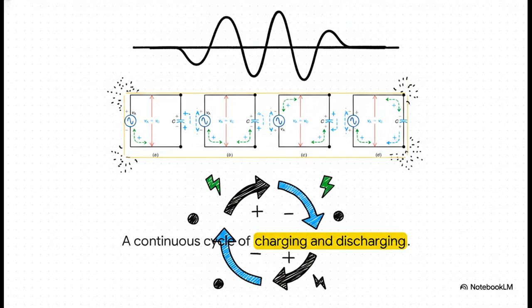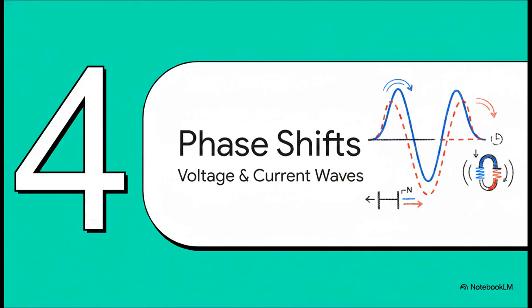Then, the AC wave drops down into negative territory, and the capacitor actually charges up again, but completely in reverse polarity. It is a continuous, high-speed cycle of charging, discharging, and violently flipping directions dozens or even hundreds of times every single second. Which naturally brings us to Section 4, phase shifts and phasors.